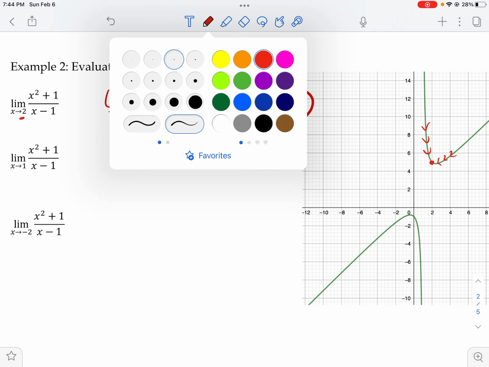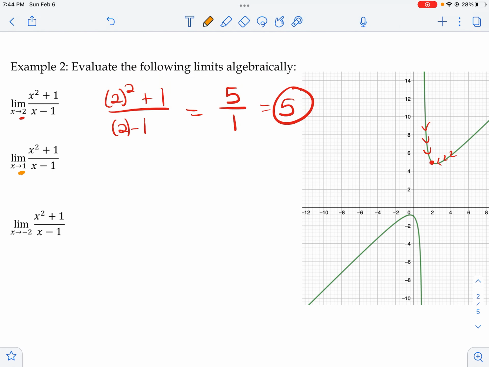Okay, if we plug 1 in for the second one, 1 squared plus 1 over 1 minus 1 equals, I see that there's going to be a 0 on the bottom. On top it's 2, but it doesn't matter. This is undefined.